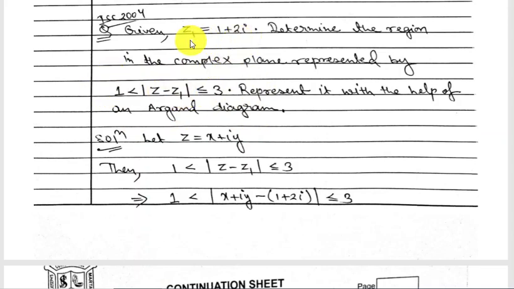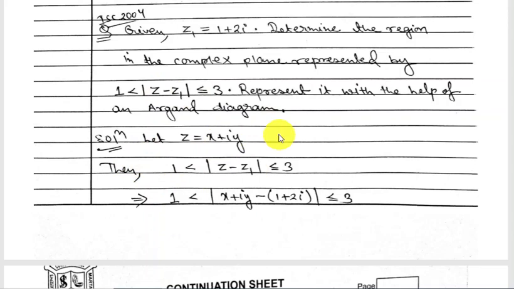Here what we have to do, we have to find those points which will satisfy this inequation. So here they have given modulus of z minus z1. For z1 they have given the value, and for z we will take x plus iy. So let us see the solution.